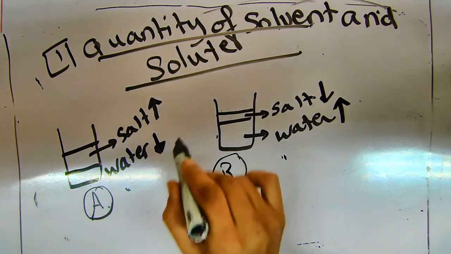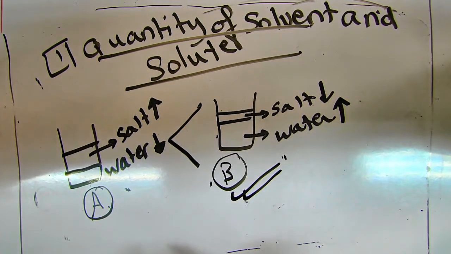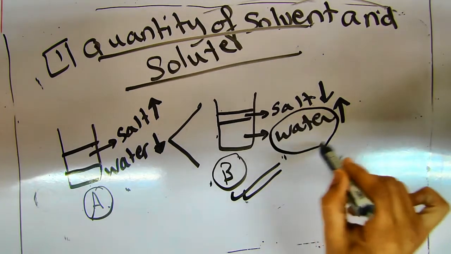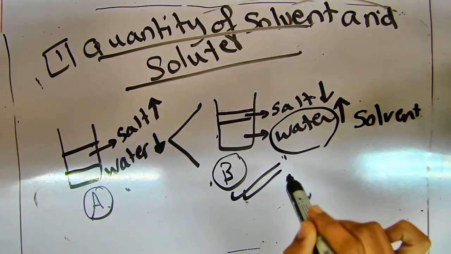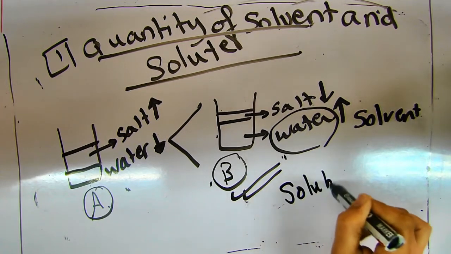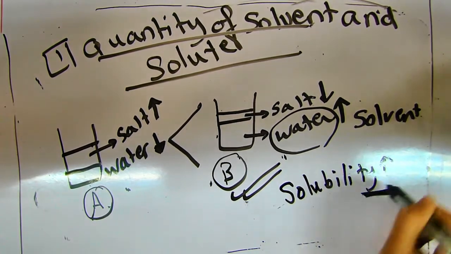Of course, B will take a short time to dissolve. Why? Because by increasing the quantity of the solvent, the solubility increases. The solubility increases. That means it will not take more time to dissolve.